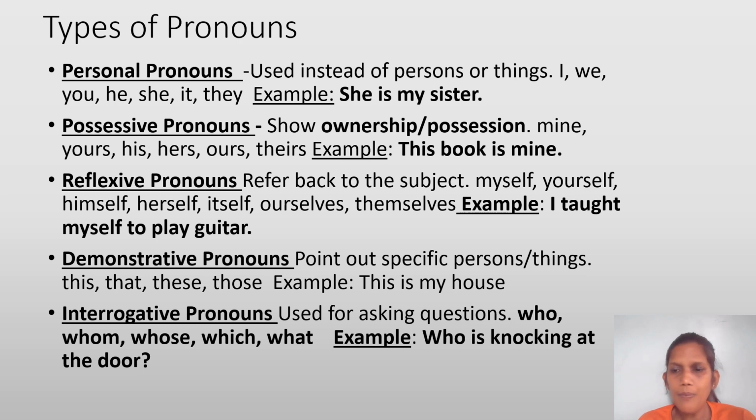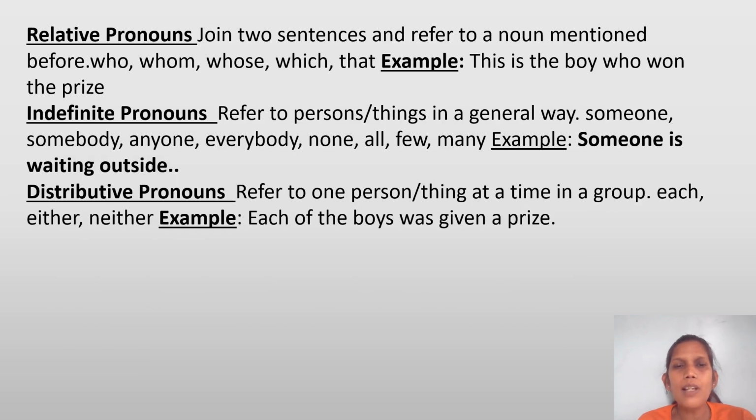Simple. Okay, any doubt till here? Okay, now relative pronoun. Relative pronoun is very important. It joins two sentences and refers to a noun mentioned before. For example, who, whom, whose, which. Let's understand with the help of an example. It joins two sentences and refers to a noun. This is the boy who won the prize.